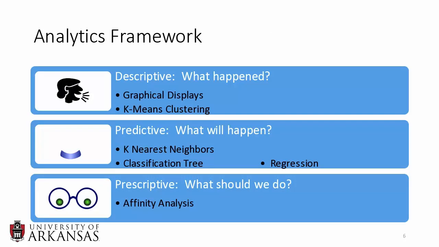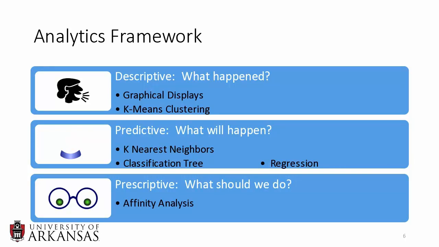So here's the analytics framework. We're going to talk first about descriptive analytics. And descriptive analytics are generally trying to answer the question, what happened? The methods we're going to cover are graphical displays and k-means clustering. The next area that we're going to cover is predictive analytics. This is where you're interested in trying to answer what will happen. The techniques we're going to cover here are your K-Nearest Neighbors, your classification tree, and regression modeling. If you've got any type of engineering or math background, maybe the regression might be the most familiar technique to you. If you don't have it, we'll teach it to you.